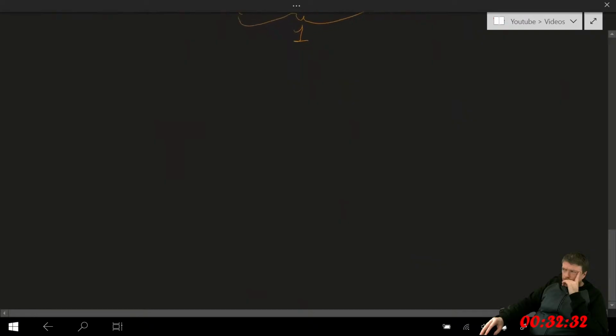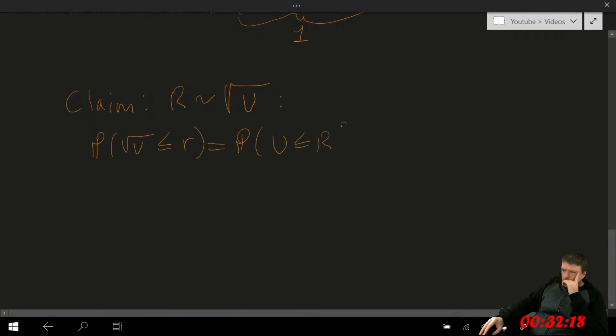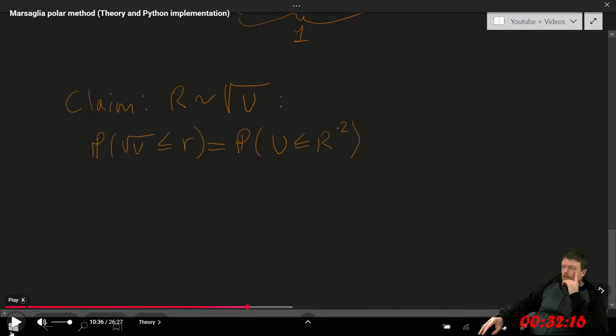Now I claim that r has the same distribution as the square root of the uniform distribution. So consider this: the probability of square root U being less than or equal to some r is equal to the probability of U being less than or equal to some r squared.